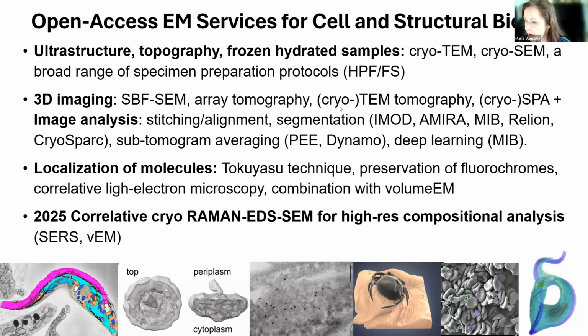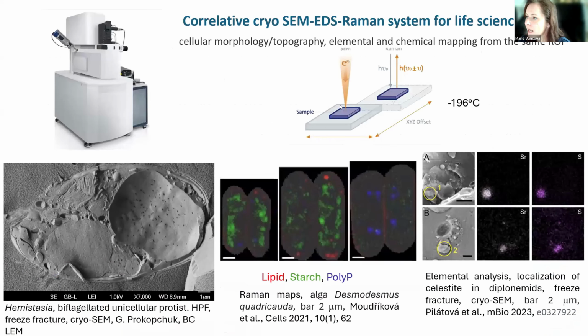And I would like to announce that next year, we will have a new microscope, scanning electron microscope, which will have a unique combination of cryo attachment and integrated Raman confocal microscopy and EDS. And it allows us to add chemical and elemental analysis to structures. And we hope it will be powerful and helpful imaging tools for our users.